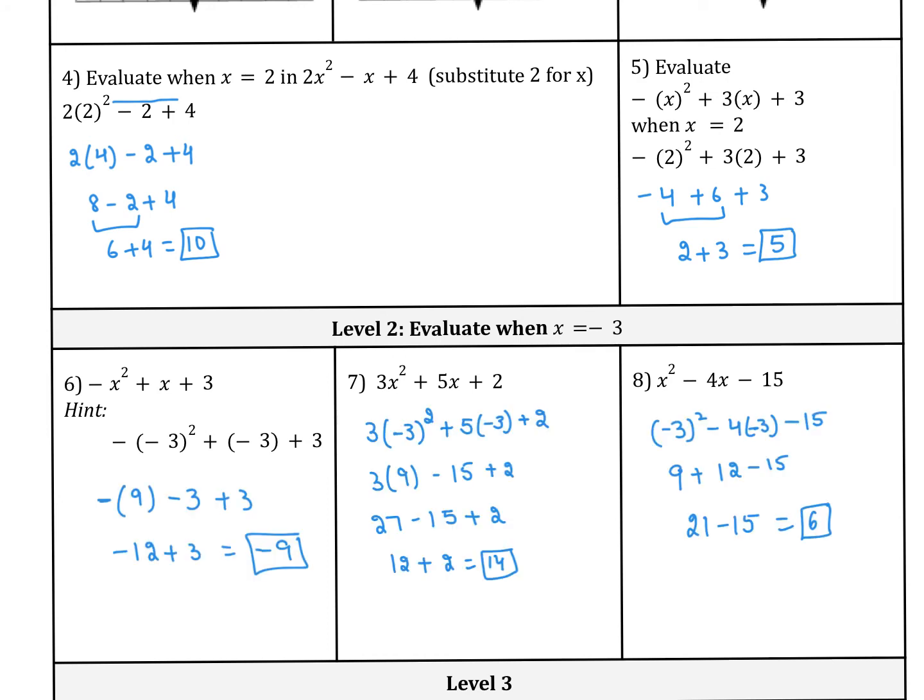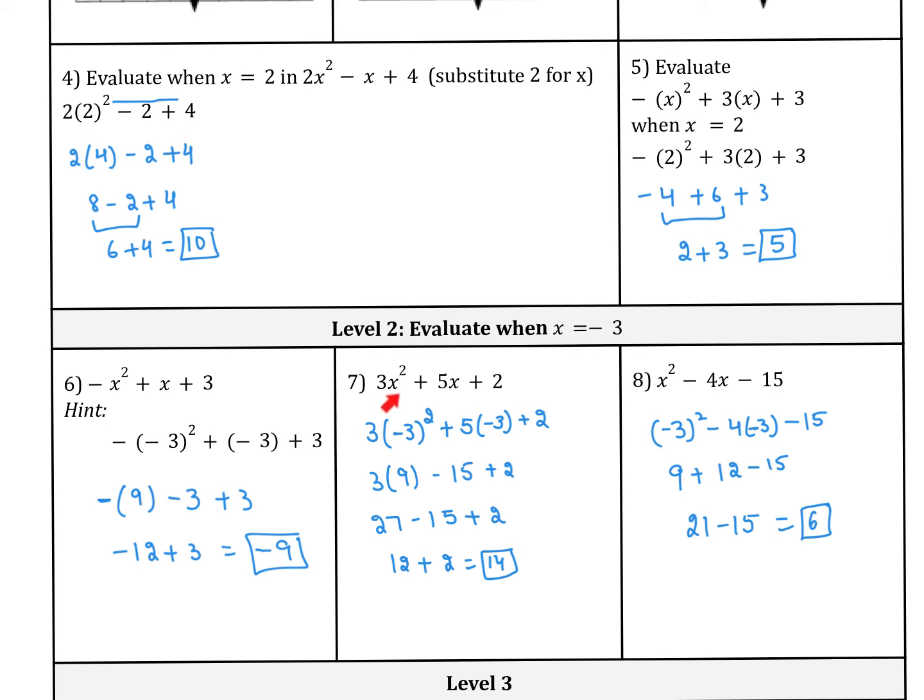So for number 6, you're going to plug in negative 3 here. So it's going to be negative 3 squared plus negative 3 plus 3. So this negative stays outside. Negative 3 squared is 9. And this is negative 3 plus 3. Negative 3 and negative 9 would be negative 12. Plus 3 is negative 9, which is your answer.